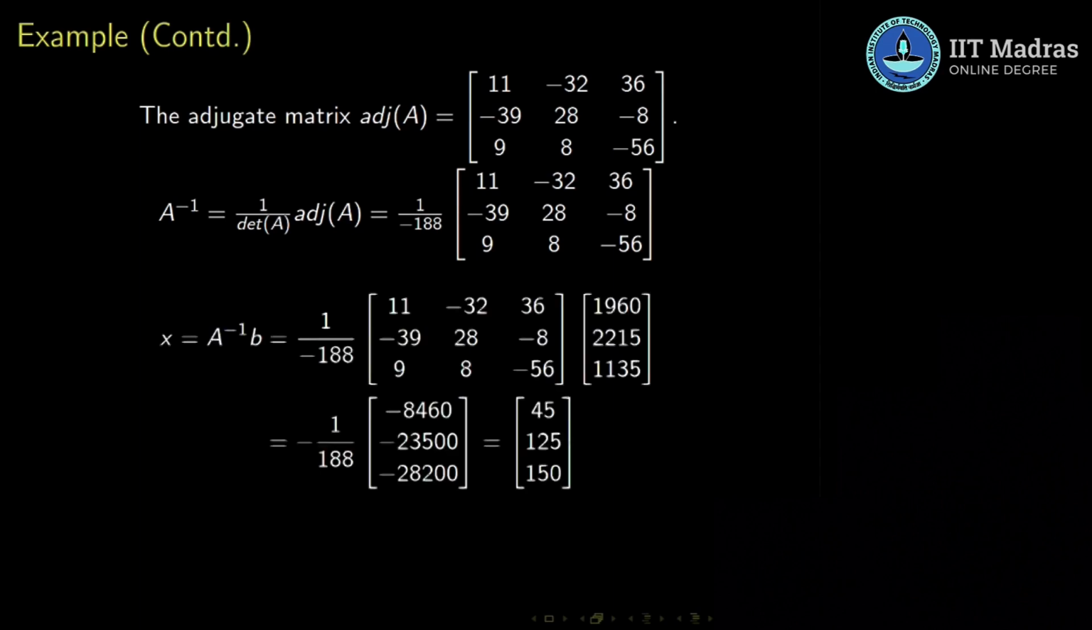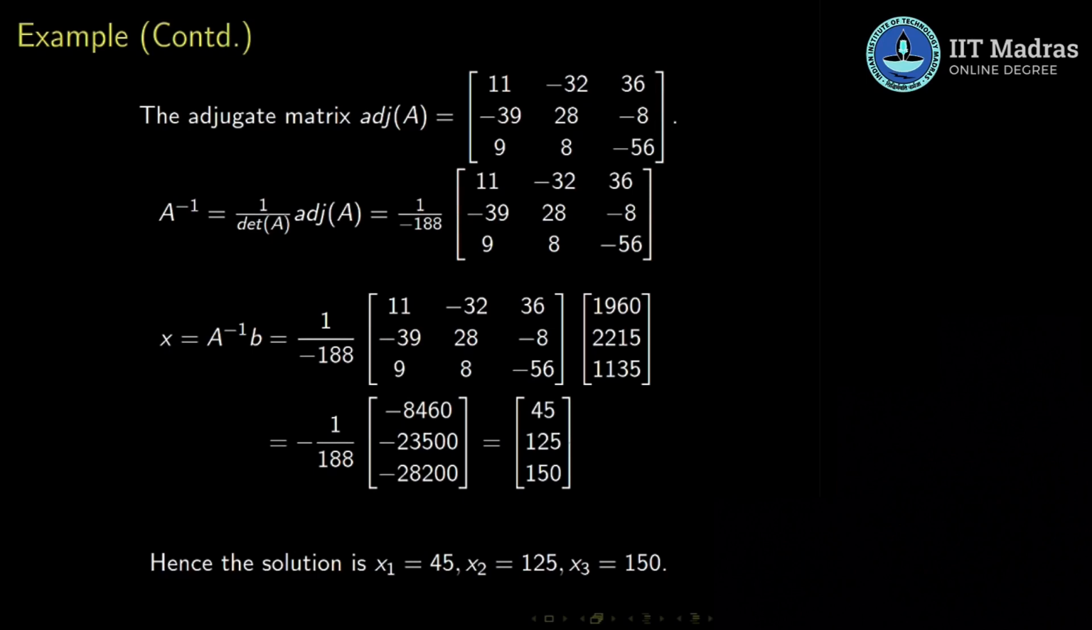So, 1 by minus 188, which is what we found the determinant to be, times the adjugate matrix, which is up here. And then what is x, which is the solution? The solution is A inverse B. So, you multiply all these, and finally what you get is 45, 125, 150, which means x1 is 45, x2 is 125, x3 is 150. Now, I will ask you to compare this with the solution you got when we worked this out when we did systems of linear equations. Look at that video and observe that we got the same thing.